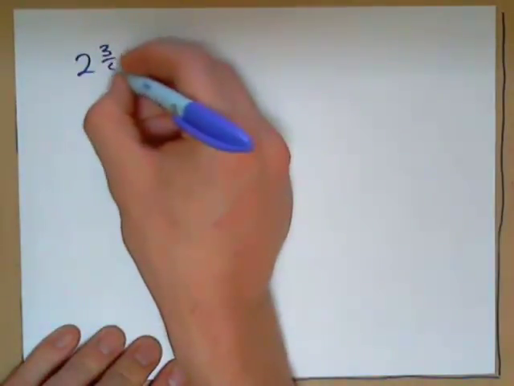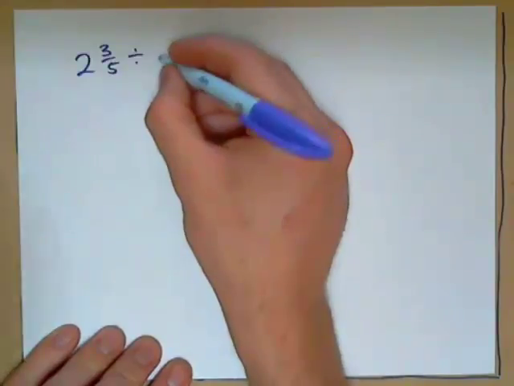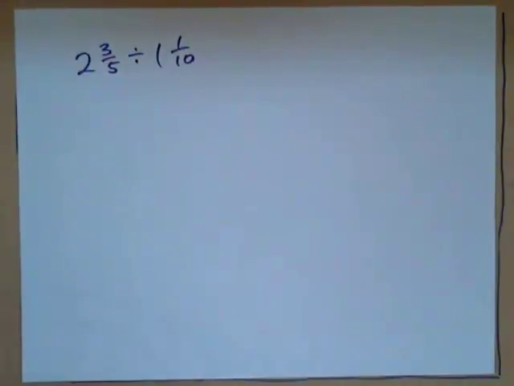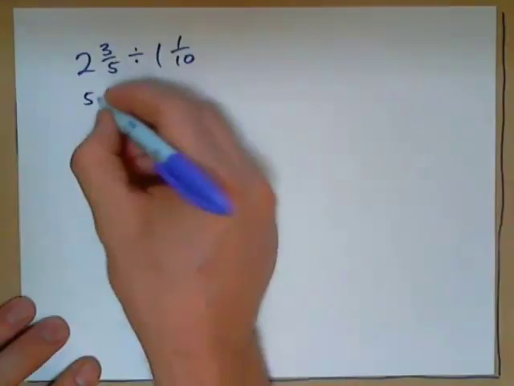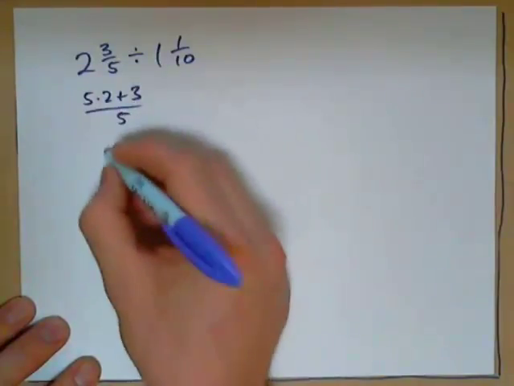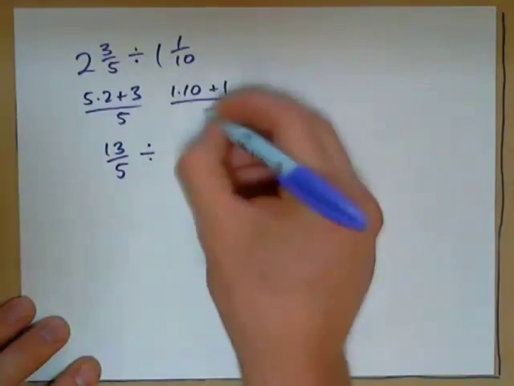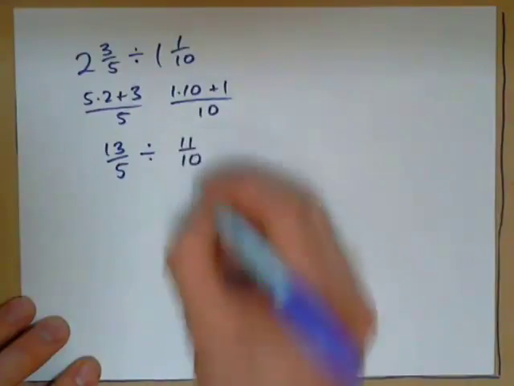So you go ahead and do this one then. See if you've learned your lesson. 2 and 3/5 divided by 1 and 1/10. So press pause and calculate that. So again, first of all, got to change them to improper fractions. 5 times 2 is 10 plus 3, 13. So that's 13/5 divided by 1 times 10 is 10 plus 1 all over 10. That's 10 plus 1, 11/10.